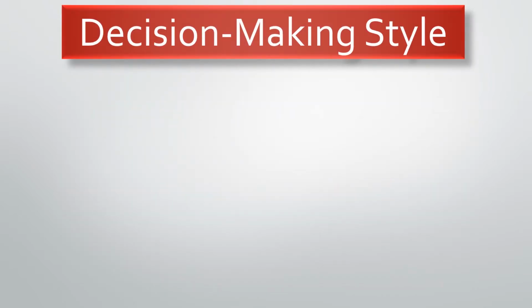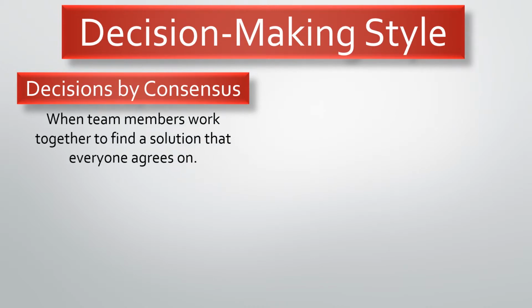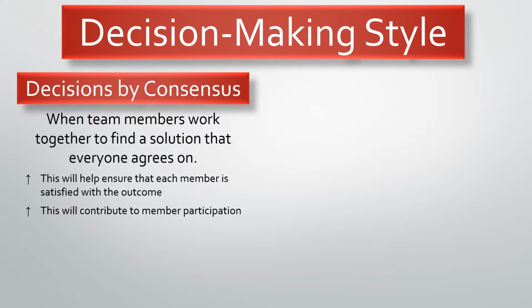Communication is also important when making group decisions. It is important to have a good decision-making style. When working in a group, I make decisions by consensus. This is when team members work together to find a solution that everyone agrees on. This style does help ensure that each member is satisfied with the outcome and will contribute to team member participation.